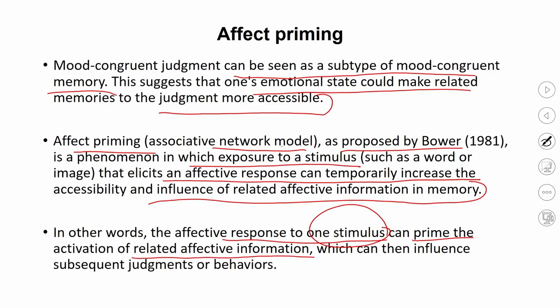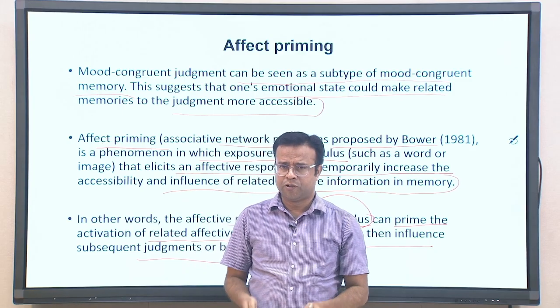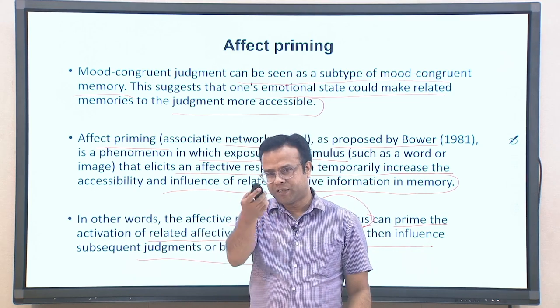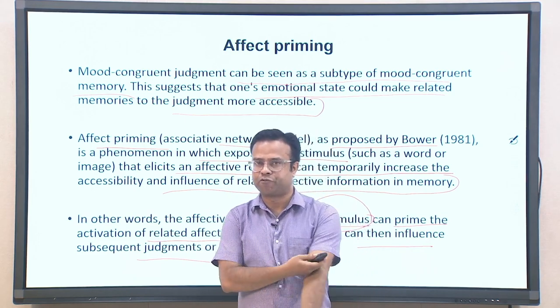So if it stimulates positive emotions, it can induce activation of other positive emotional nodes in the brain, which can then influence subsequent judgments and behavior. Whatever is activated will be used in the decision making process. So that is the whole idea of affect priming. It is a phenomenon that is described in the associative network model.